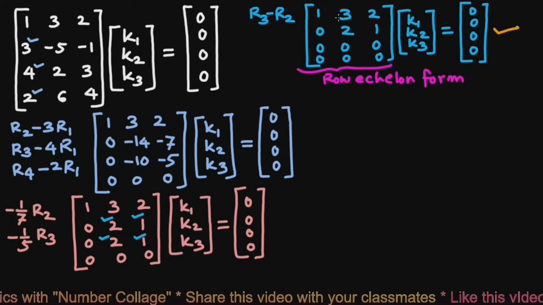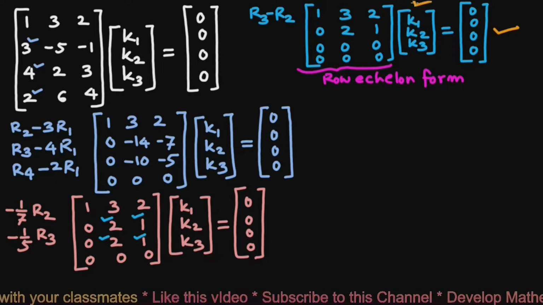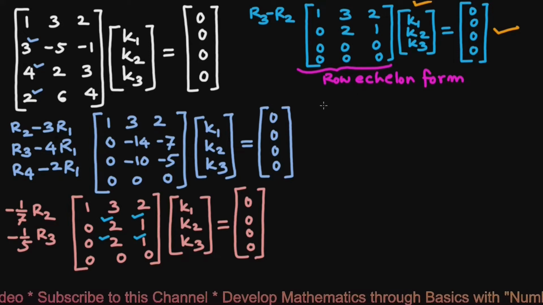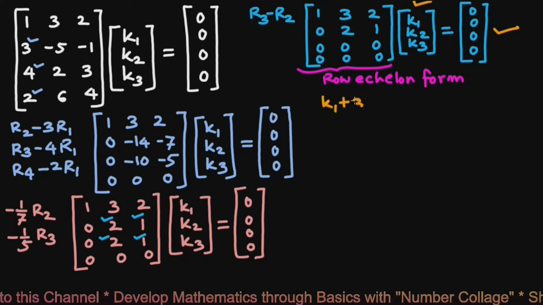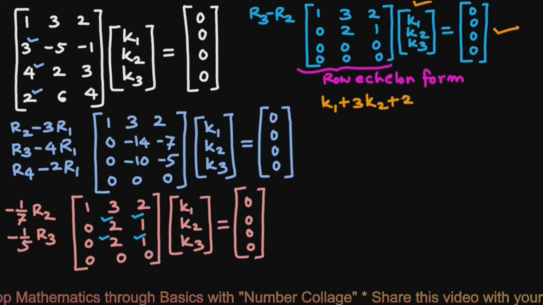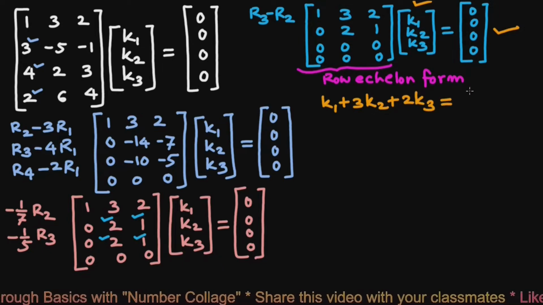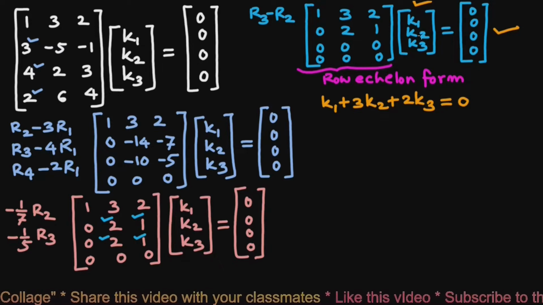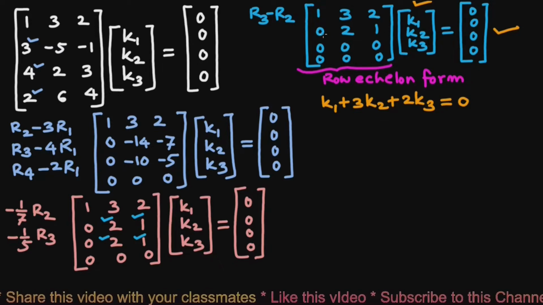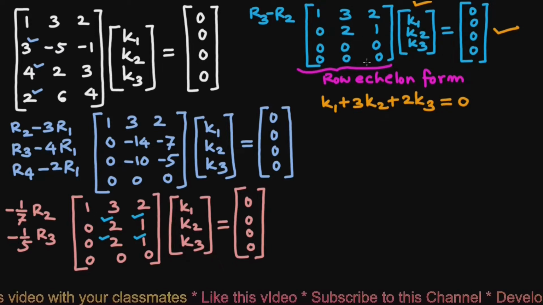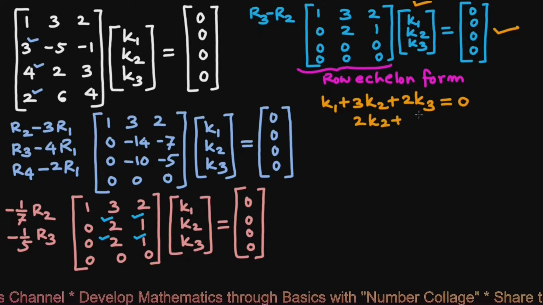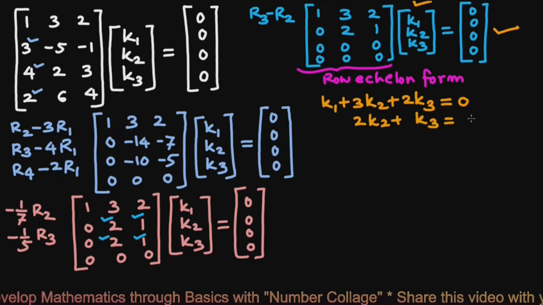First equation we get by multiplying this column by the first row, that will be 1 into k1, that is k1 plus 3k2 plus 2k3 equals this 0. The second equation we can obtain by multiplying k1 k2 k3 by the second row 0 2 1, that gives us 2k2 plus 1 into k3, that is k3 equals 0.